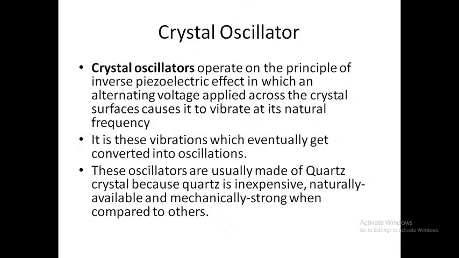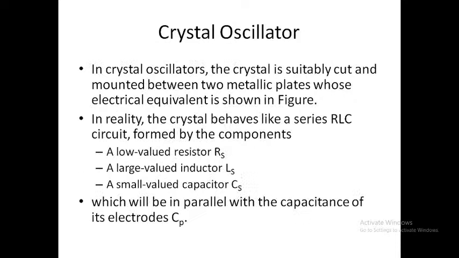So these vibrations will eventually get converted into oscillations, and these oscillators are usually made of quartz crystal, because quartz is very inexpensive and naturally available. Quartz is abundant in nature, availability is very high, and they are mechanically very strong when compared to other elements.